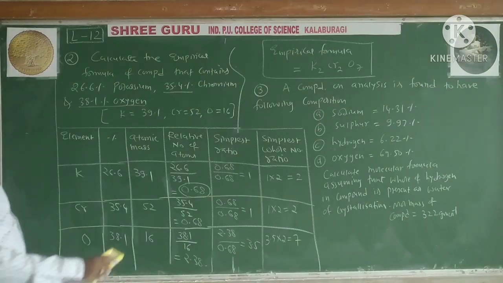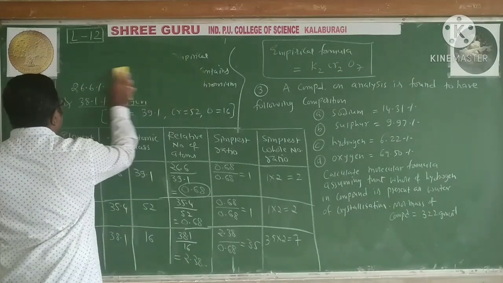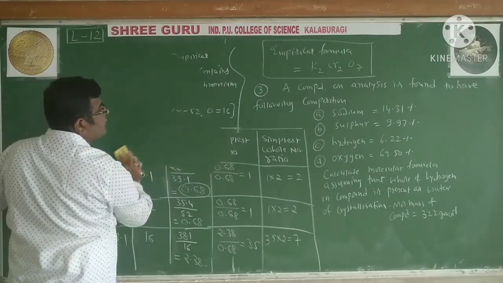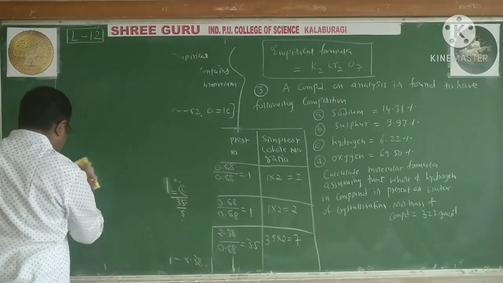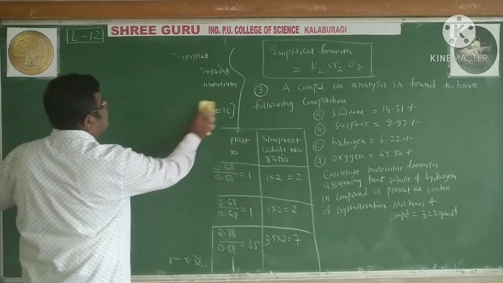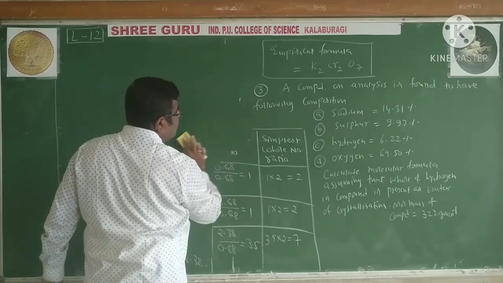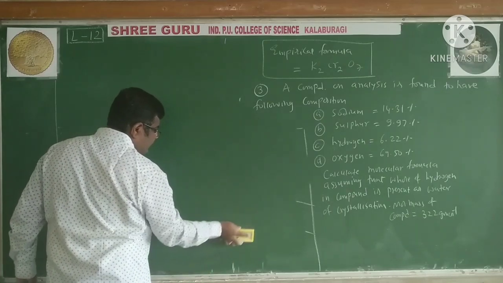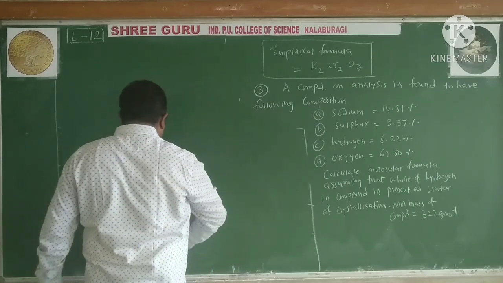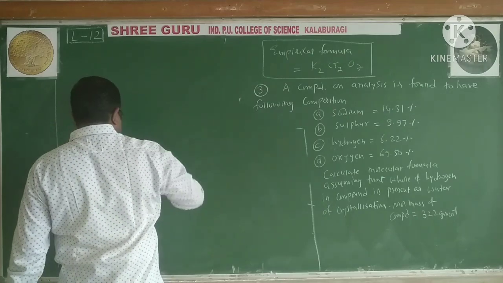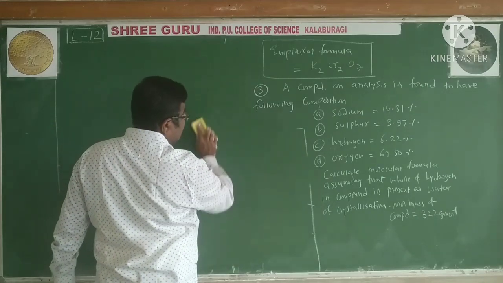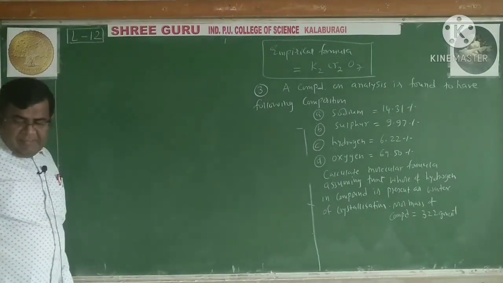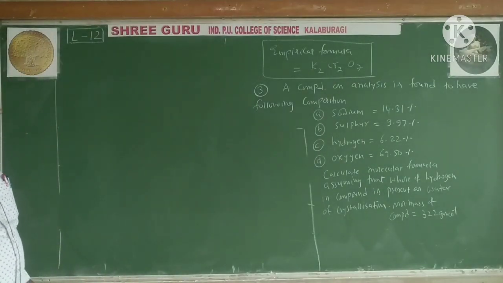Read that question once again. There is a compound which on analysis gives 4 elements. They are given with their percentage composition, and atomic masses are also given in brackets. I will not write them here because we use them as they are. And then you have to calculate the molecular formula.